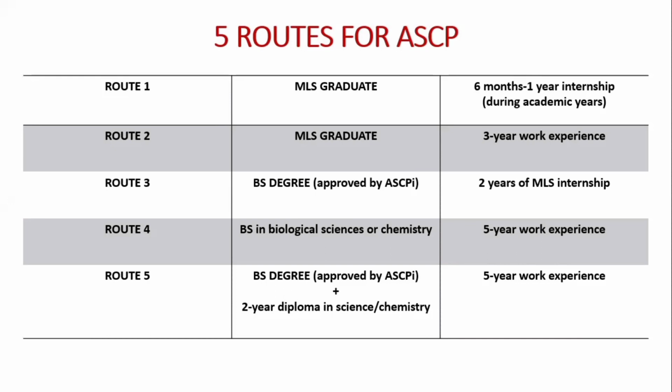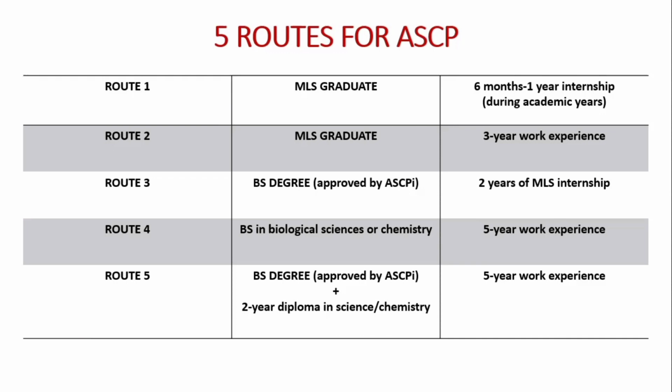Route 3 is for bachelor degree holders in MLS from an institute approved by ASCPi and 2 years of MLS internship program. Route 4 is for a bachelor degree in biological sciences or chemistry with 5 years of experience in an accredited laboratory in all departments. Whereas Route 5 is for bachelor degree holders from an institute approved by ASCPi plus a 2-year diploma in biological sciences or chemistry with 5 years of experience in an accredited laboratory.